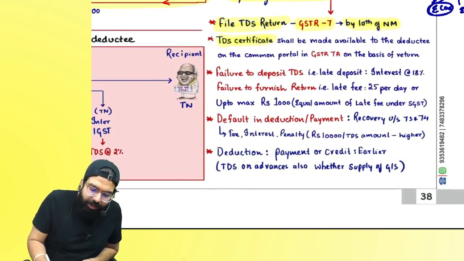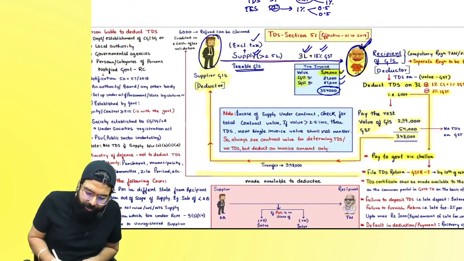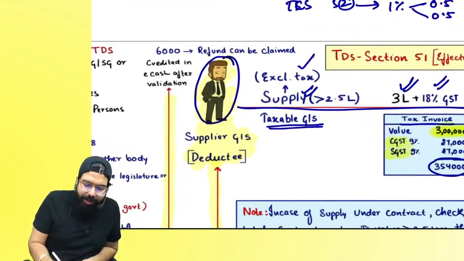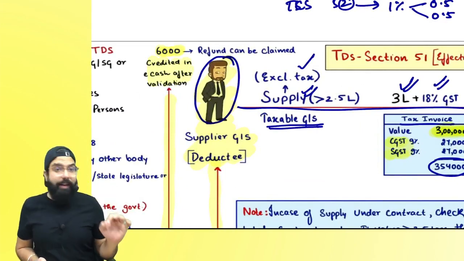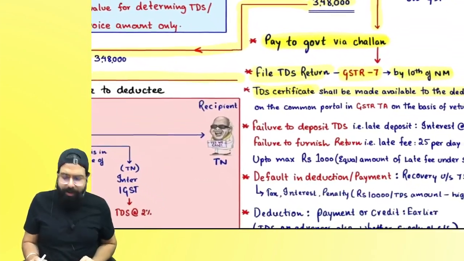And one TDS certificate will be made available to the deductee. Now this 6,000 rupees will come to the deductee. The deductee will validate it and the amount will be credited to his e-cash ledger, and he can also claim a refund of the amount under section number 54.